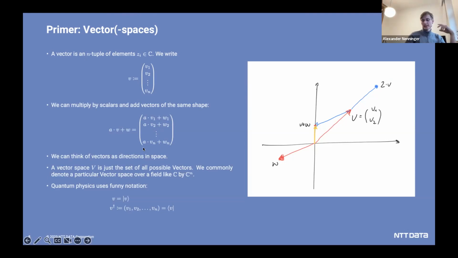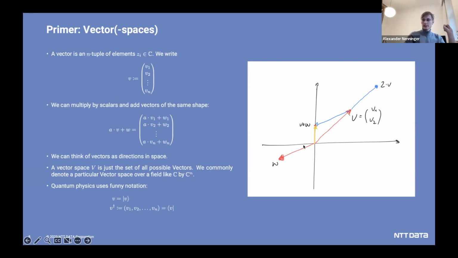The second thing you can do is multiply by elements of C, for example, and that's just stretching the vector out. I've drawn this here. If you have a vector V, it consists of two components. If you multiply it by 2, you just stretch it out to make it double the length.